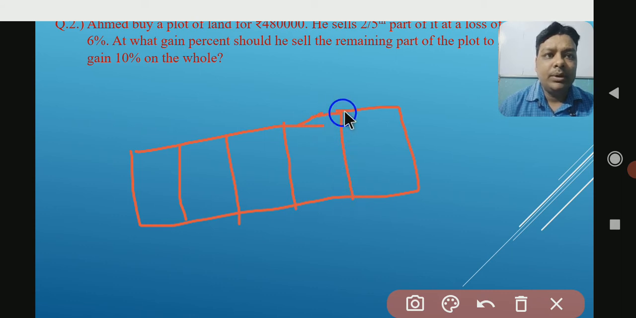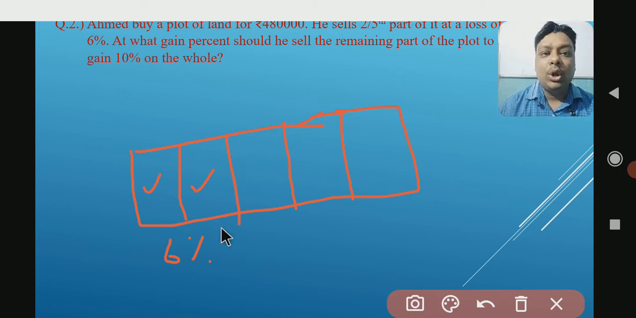So Ahmad buys a plot whose whole cost price is rupees 4,80,000, but he sells 2 by 5 part. It means these 2 parts he has already sold, but he has got a loss of 6% by selling these 2 parts of the plot. So we have to find at what gain percent he should sell the rest part, the 3 by 5th part, so that he will get 10% on the whole transaction. He wants to recover this loss.